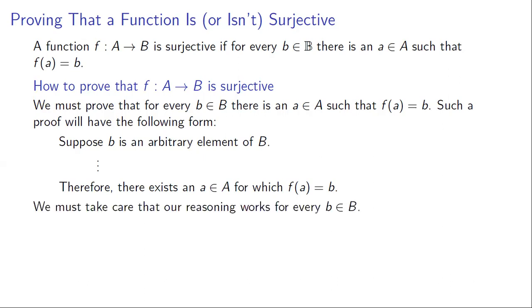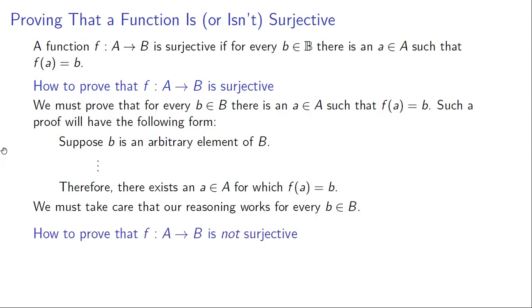Now, whatever reasoning we use, we must take care that our reasoning works for every little b in B, meaning I cannot pick a specific b in the codomain. It has to be arbitrary, meaning our reasoning has to work for every possible choice of b in the codomain. Meaning I can't just say, okay, I'll pick 1 as my choice for b and show that it works for 1, because that's not enough. It just works for that number, but I need to show that it works for every possible element of the codomain. So we'll see examples of that.